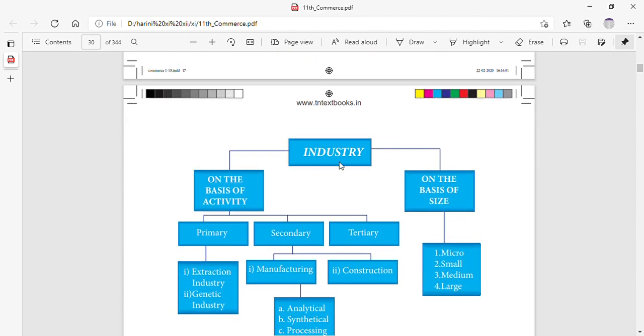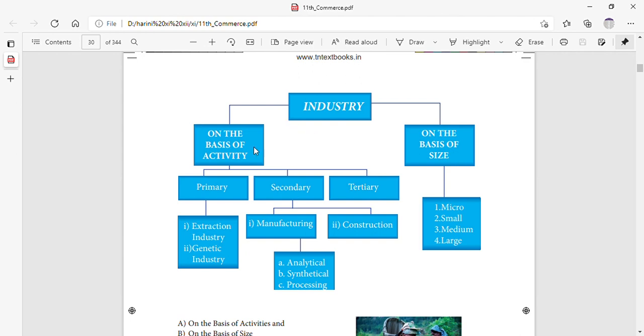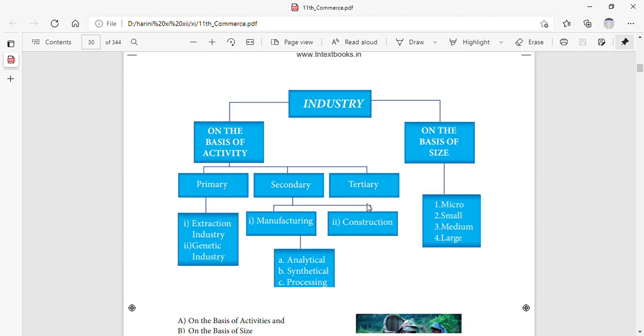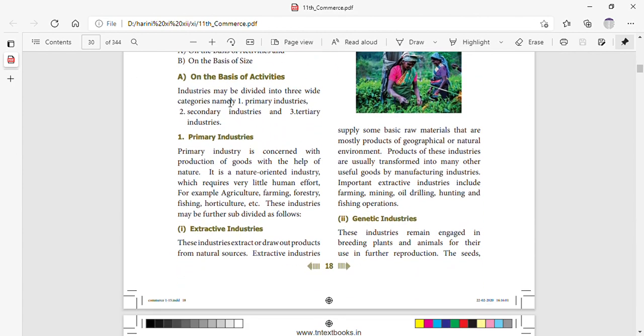So industry is classified based on the activity and based on the size. Going down, you see, based on the activities, primary activities. So what are primary activities? Man cannot live without these. So industries like agriculture. You all know, you grow crops, so you eat food. So you are farming. Forestry also is equally important.